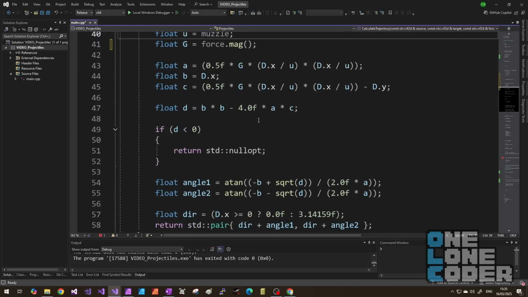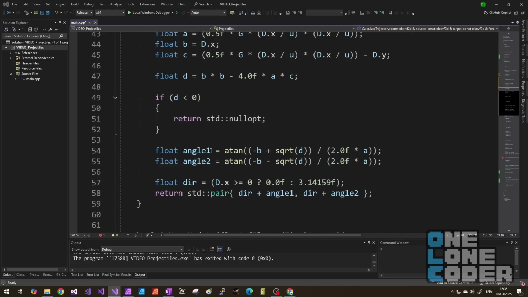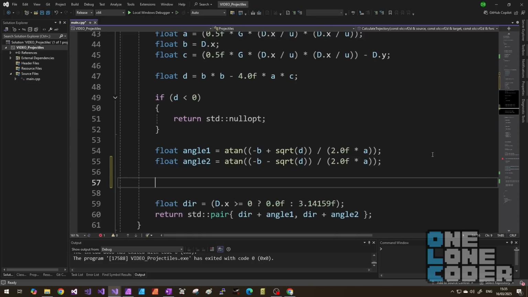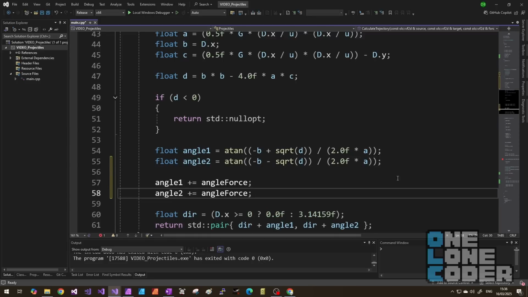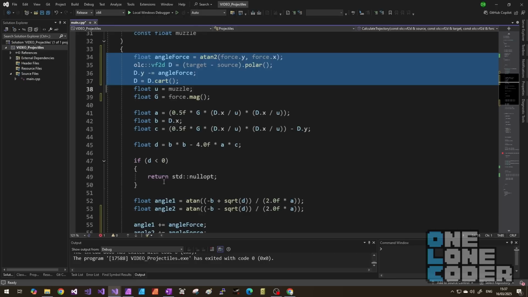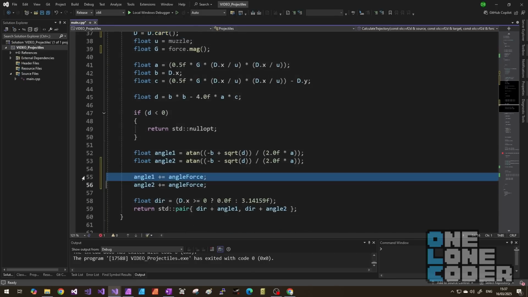We've now rotated the scene so that the only force in effect is that of the y-axis. So all of this can remain the same. The two resultant angles, however, are the solutions in that rotated frame. So we must rotate them back. And so with this change here and this change here, we've taken into account the force of wind.